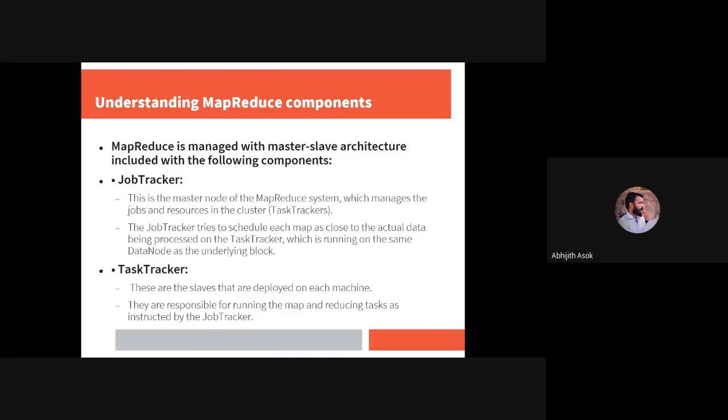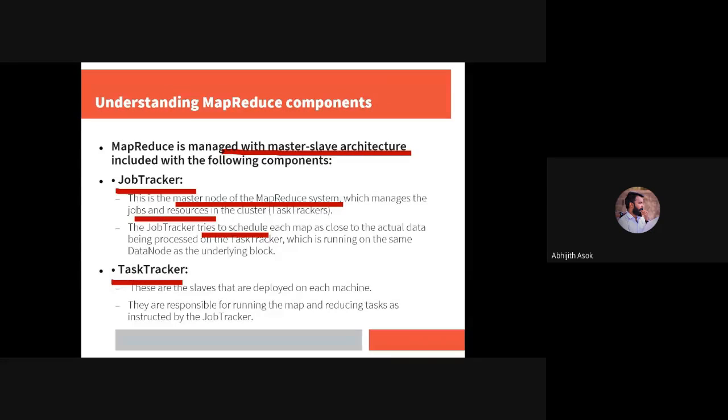MapReduce is managed by a master-slave architecture with components Job Tracker and Task Tracker. Job Tracker is the master node of the MapReduce system, which manages jobs and resources. It tries to schedule each job also. And Task Tracker is the slave. Job Tracker is the master and the Task Tracker is the slave. It is responsible for running all the map and reduce tasks.